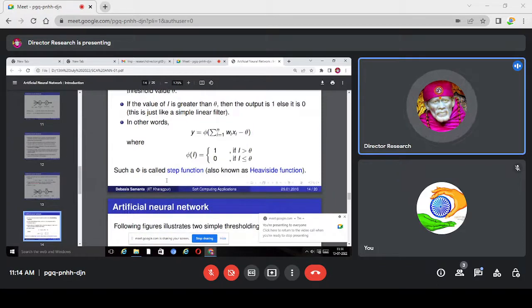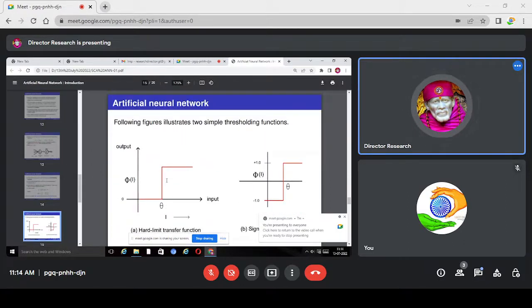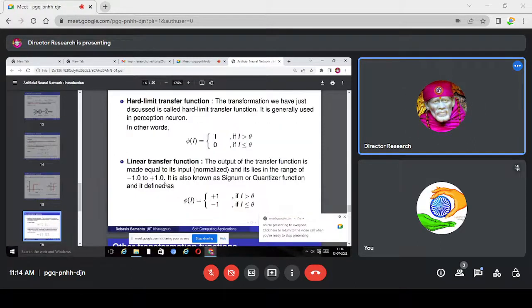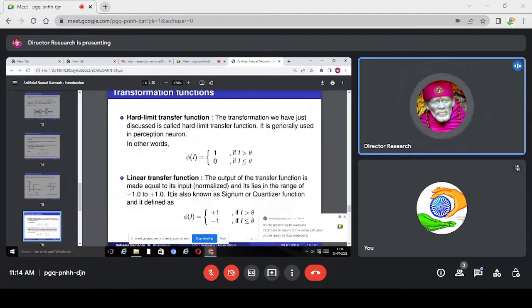In other words, y is the summation from i = 1 to n, and you can observe the summation. Following the figure, there are threshold functions: the hard limit transfer function and the signum transfer function. The transformation we have just discussed is called the hard limit transfer function. It is generally used in the perceptron neuron. Phi of I is equal to 1 if I is greater than theta, and 0 if I is less than or equal to theta.